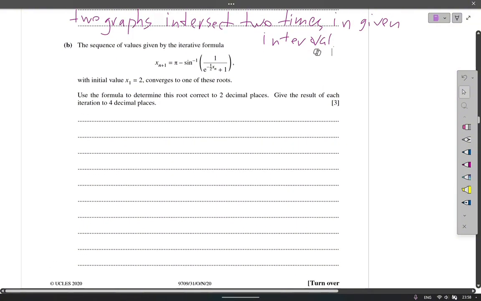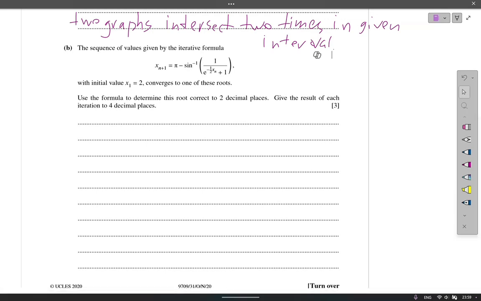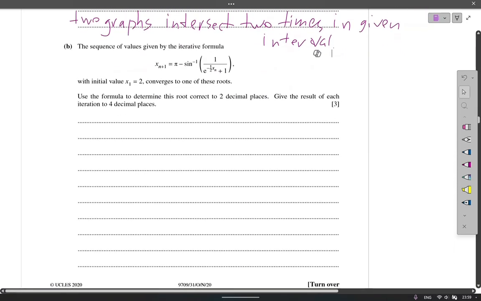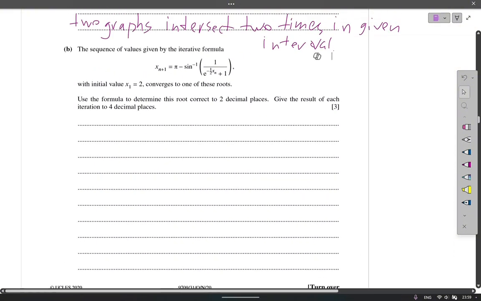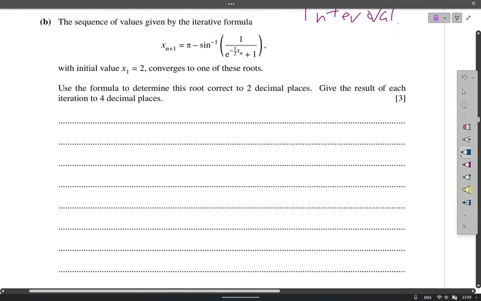Okay, in the second part, the sequence of values given by the iterative formula, using initial value x1 equals 2, converges to one of these roots. Use the iterative formula to determine this root correct to 2 decimal places, and give results of each iteration to 4 decimal places.